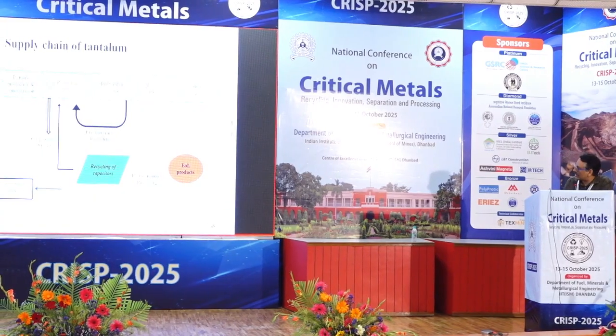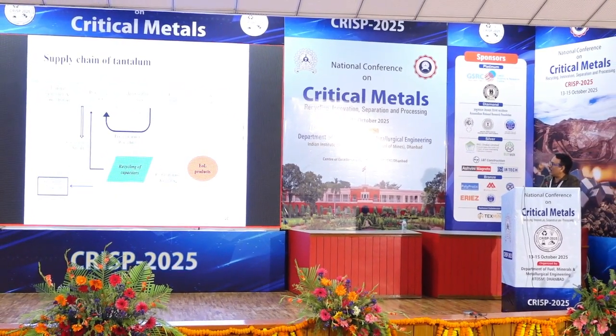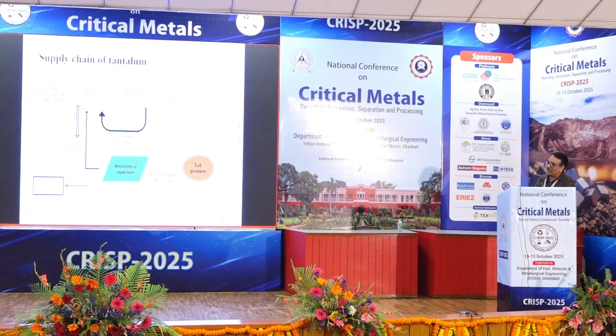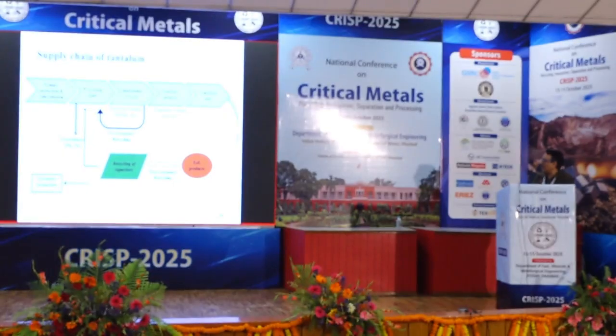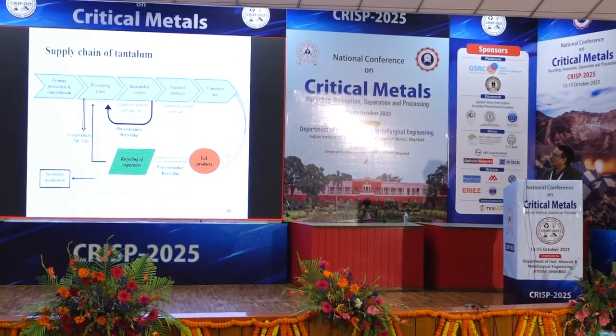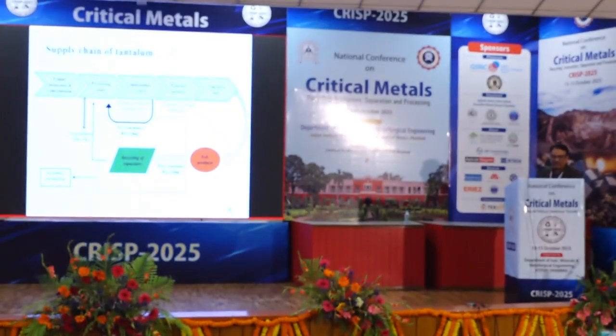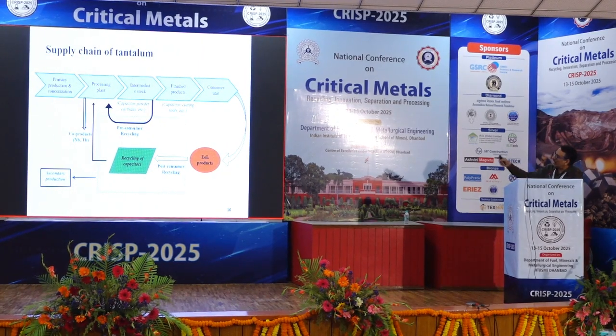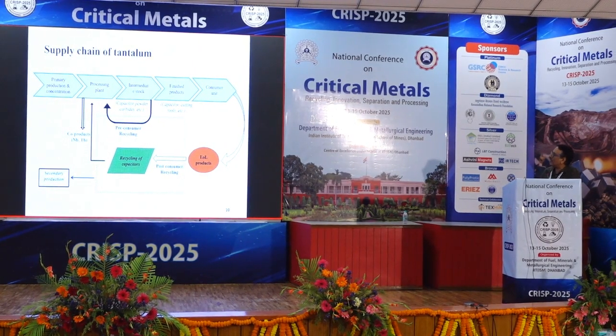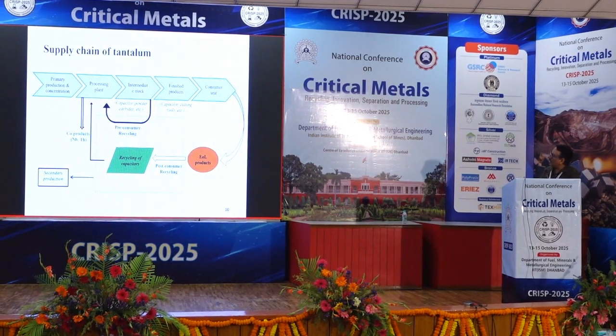So this is the supply chain of tantalum in which the primary production, right from the mines, takes place, and then after mining, tantalum oxide is handed over for extraction. Then processing plants extract the tantalum, as Dr. Avasti was telling. After that, intermediate products come, then finished products, then the consumer, and then end of life. So this is the life cycle of tantalum.